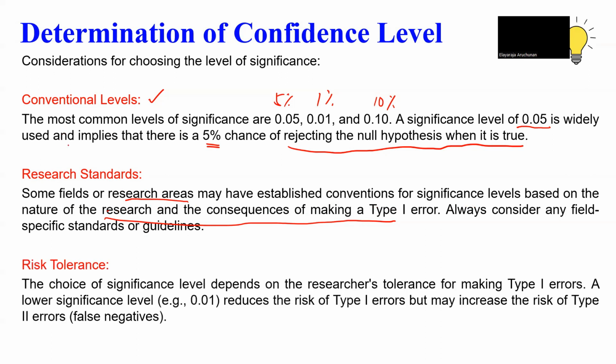Risk tolerance is also one of the criteria in order to determine the confidence level. Okay, so when you come to risk tolerance, the choice of significance level depends on the researcher's tolerance for making a type 1 error. A lower significance level, 0.01, will reduce the risk of type 1 error, but may increase the risk of type 2 errors, or what we also call a false negative. Okay, this has to be done very carefully, on the risk tolerance.